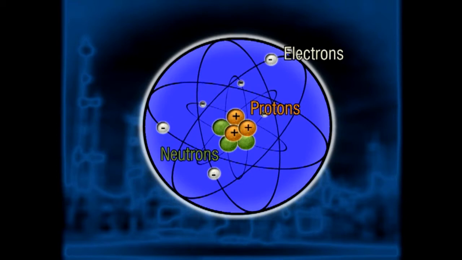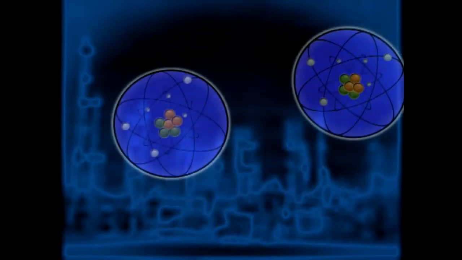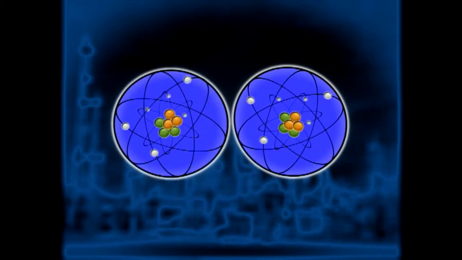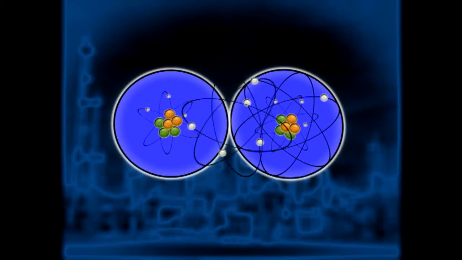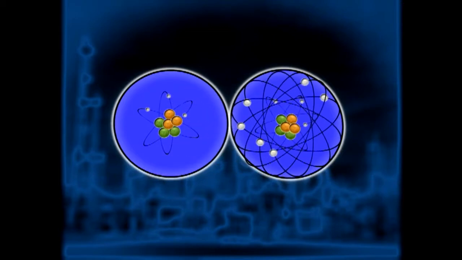Normally, an atom has an equal number of protons and electrons. In this balanced state, the atom is neutral and has no electrical charge. When two objects come in contact, electrons can move from one object to the other, causing their atoms to become electrically imbalanced and therefore electrically charged. This electrical charge is what is known as static electricity.